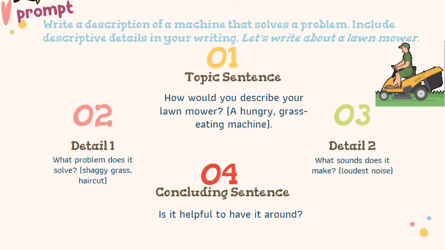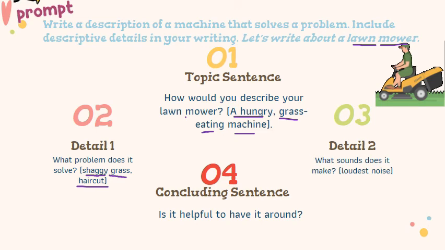Now, write a description of a machine. Remember, our lesson was about machines and figuring things out that solve a problem. Include descriptive details in your writing. Let's write about a lawn mower. So first, we need the topic sentence. In the topic sentence, how would you describe your lawn mower? For example, we can say a hungry grass-eating machine. What problem does it solve? Well, it cuts shaggy grass. We can use the word haircut to put it in a nice sentence.